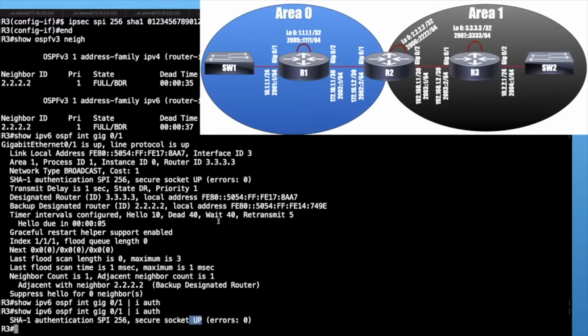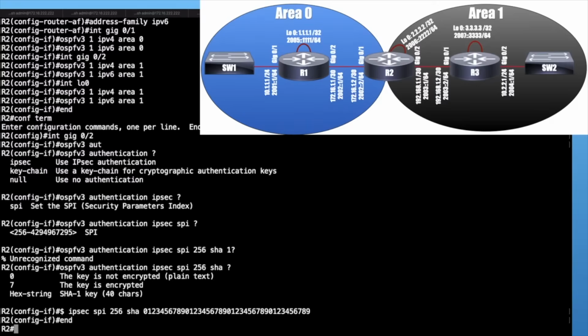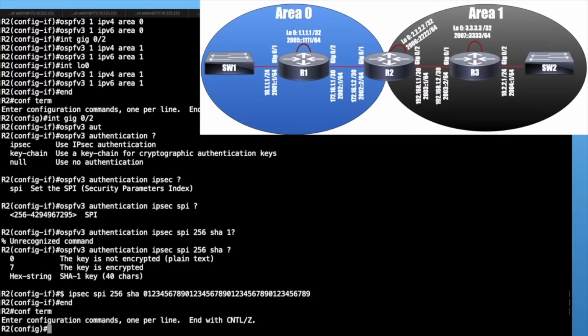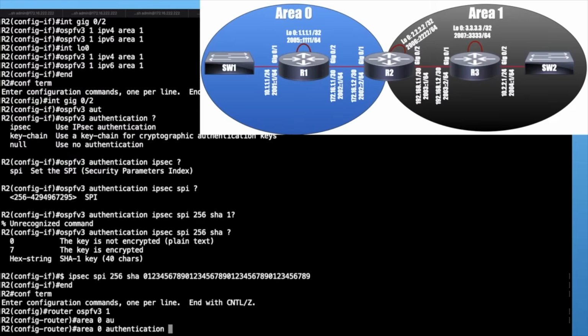Let's take a look at how we can set up authentication within an area. We'll do it within area 0. So I'll go to R1, and on R1, actually, I'll start on R2. On R2, I'll say router OSPF version 3, process ID 1, and I want to apply authentication. So I'm going into router configuration mode, not interface configuration mode this time, because this is for the entire area. I'm going to say for area 0, I want to set up authentication.